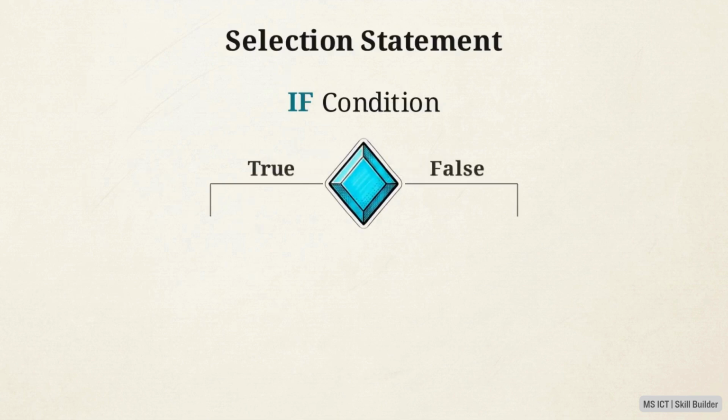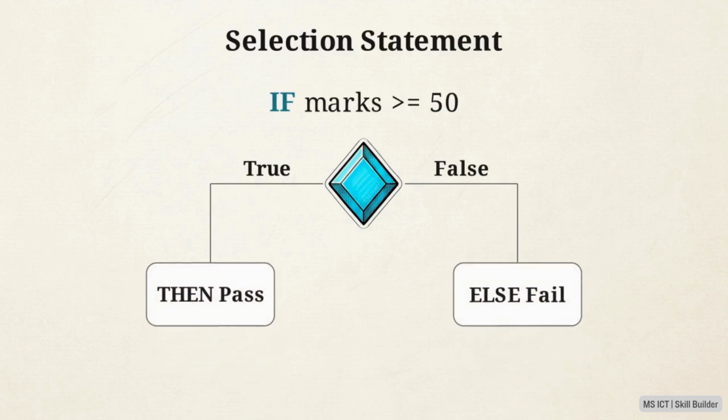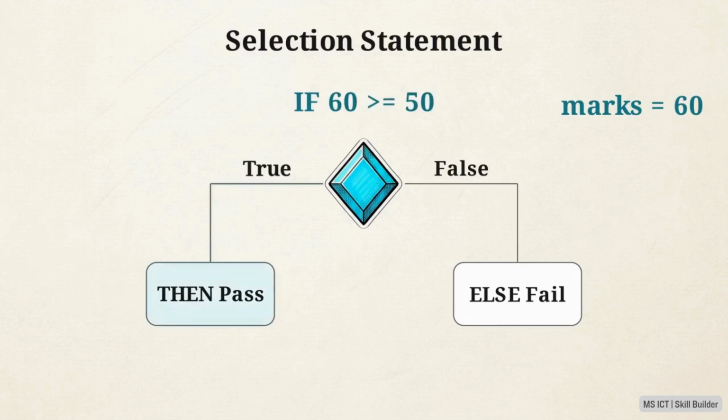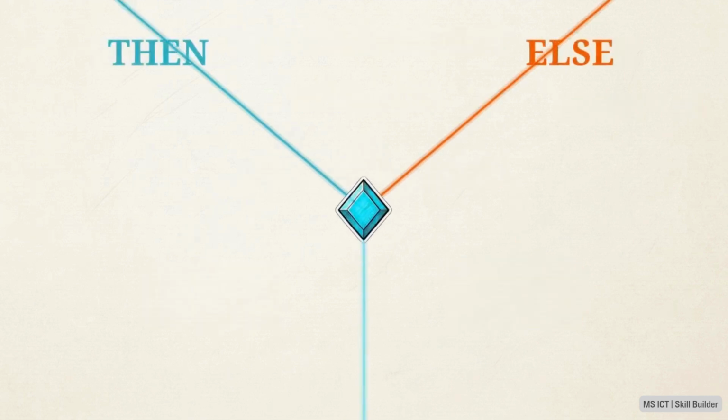To build a selection statement, we use a specific structure. It always begins by defining a condition using the word if. This condition functions as a question that can only be answered with true or false. Look at this grading rule. If marks are greater than or equal to 50, then pass, else fail. If a student receives 60, the condition evaluates as true, outputting pass. If the score drops to 40, the condition is false, resulting in fail. This if-then-else structure acts as a literal fork in the road for data. It is the core mechanism that controls the flow of information through any software application.